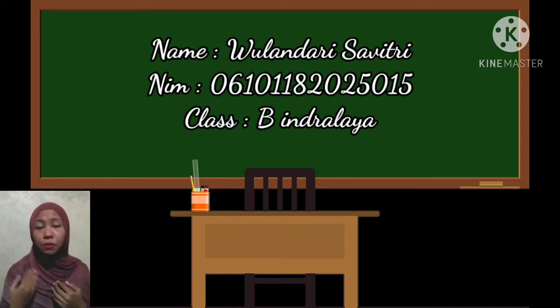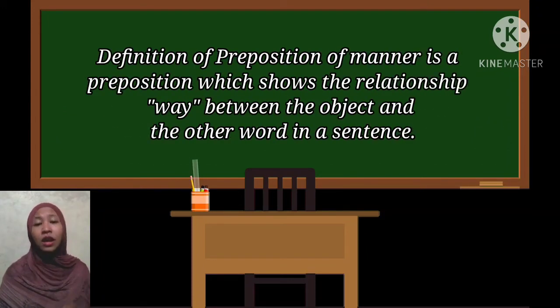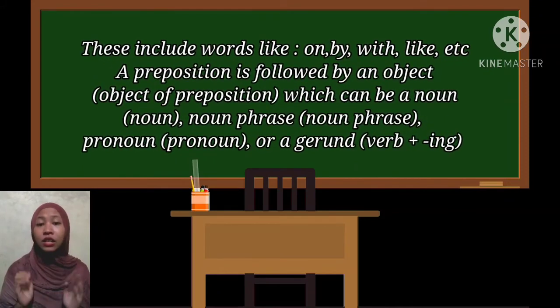Now, I want to explain about preposition of manner. Preposition of manner is all about how a certain thing happens or is done, sometimes even referred to as preposition of method. The definition of preposition of manner is a preposition which shows the relationship between the object and the other words in a sentence. This includes words like on, by, with, like, etc.